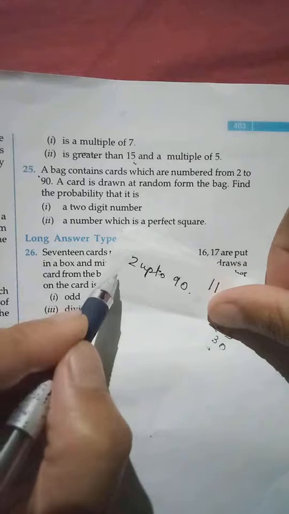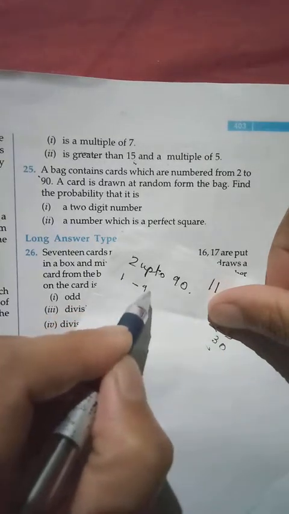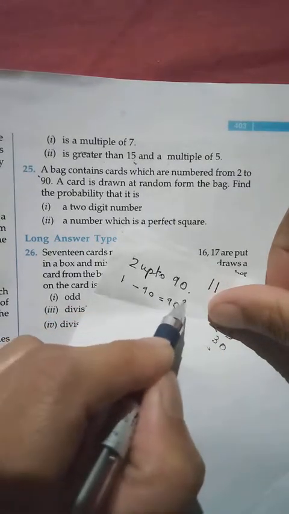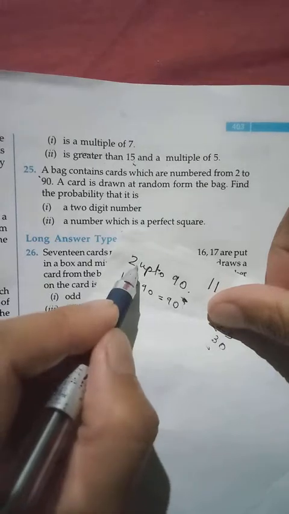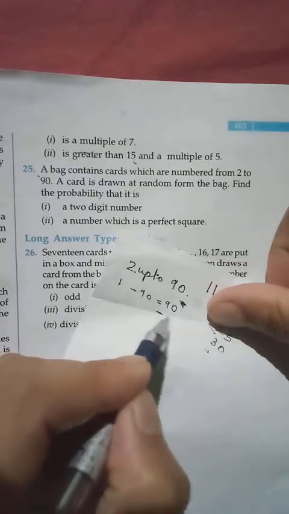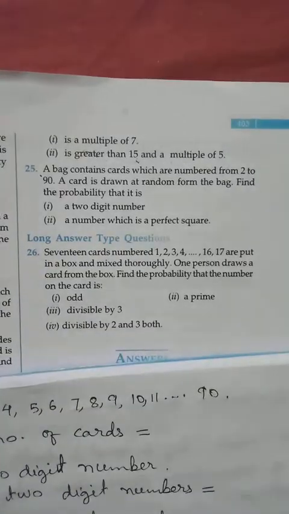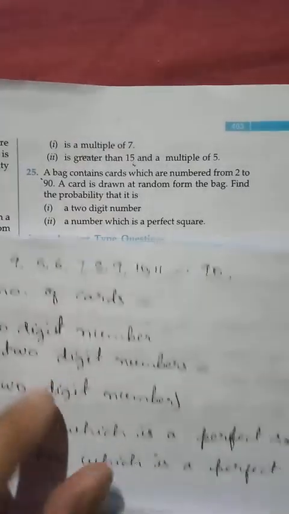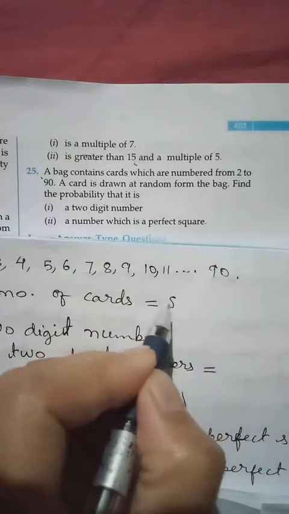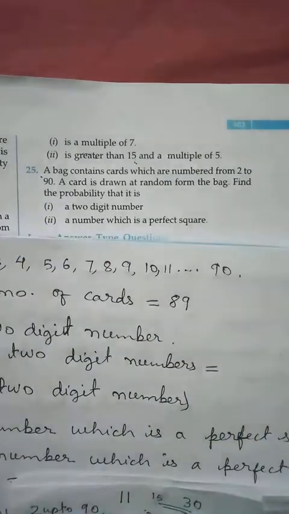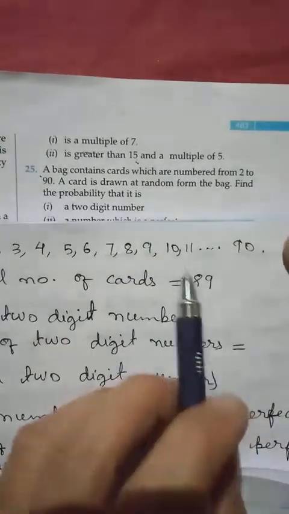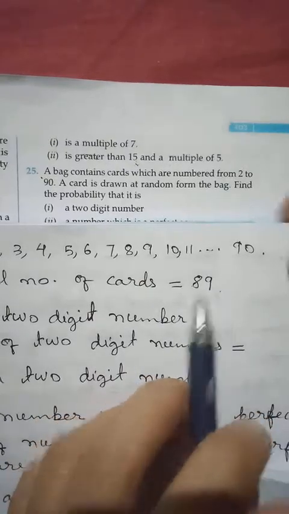So we know if we start from 1 to 90, there will be 90 numbers. But here we start from 2. So that means it will be lagged by 1. So how many numbers will be there? There will be 89 numbers. Remember, because they start from 2, one is missing, which means there will be 89 numbers.